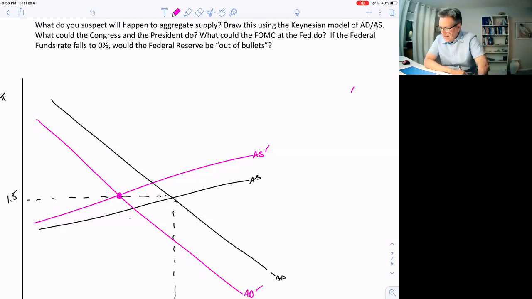In actuality, what happened was when that pandemic hit, there was some deflation that occurred not too long after that, which meant the aggregate demand curve fell more, shifted more to the left than the aggregate supply curve did.